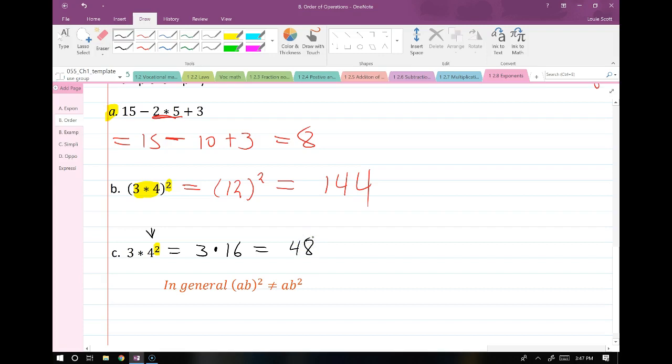Right, and so you can see when I had the parentheses in there, I ended up with 144. When I didn't, I only ended up with 48. And so there's a big difference, right? If the exponent is outside of parentheses, then it's everything on the inside of parentheses that gets hit with the exponent. But if there's no parentheses, it's only what the exponent is attached to.